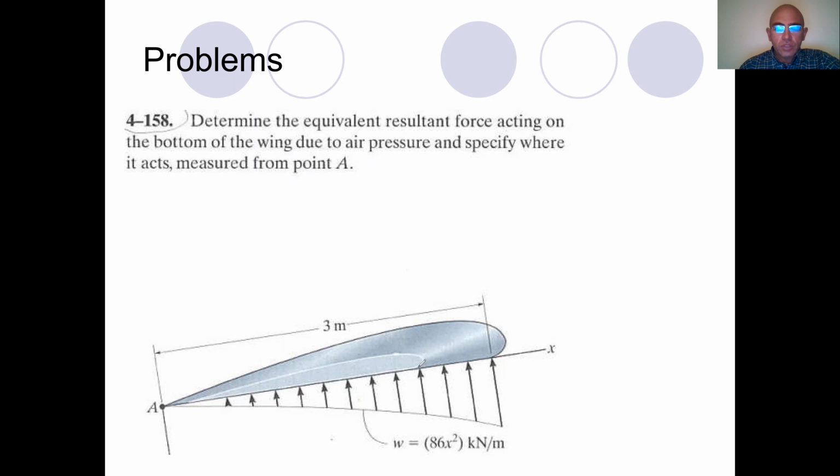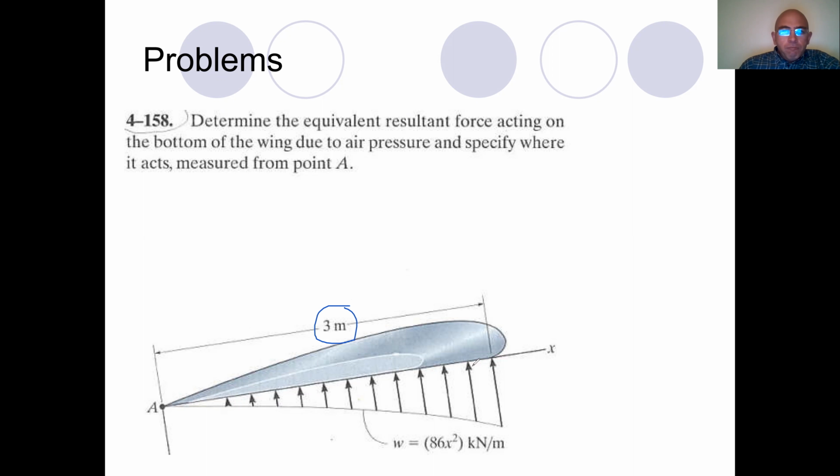So we have an airfoil and there is a distributed load because of the pressure. The magnitude of the distributed load is given as 786 x squared kilonewtons per meter. So the coordinate system is given. Point A is the origin of the wing, and the chord length is 3 meters, as you see, and the x-axis is along the wing.